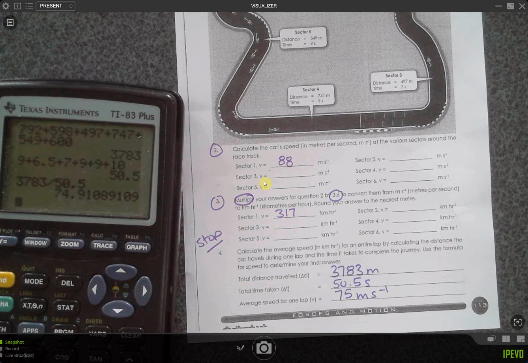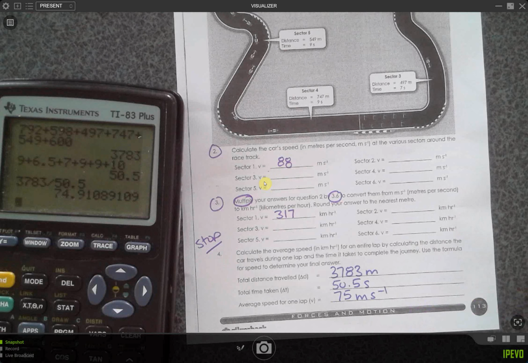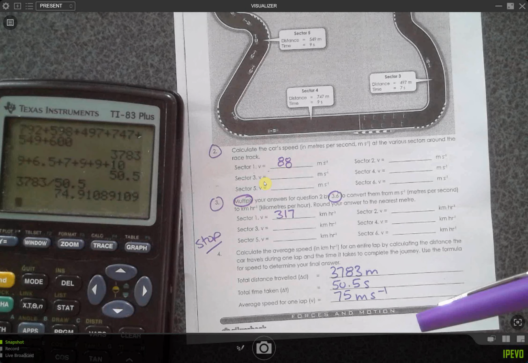Remember, with average speed, we want to take the total distance and the total time. We're not going to go through and average each one of these together because that's a lot of work. All right? Does that make sense? It's different from when we normally average. Okay?